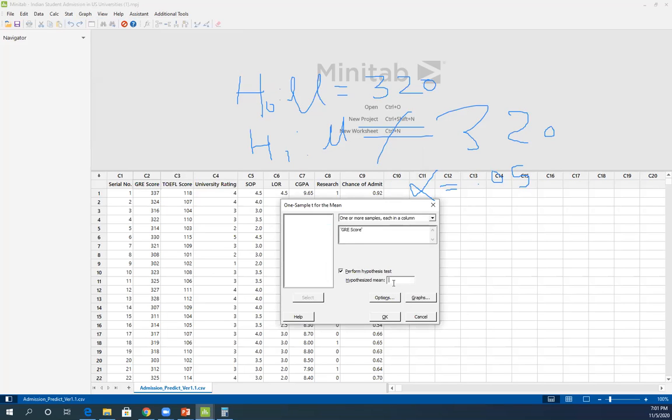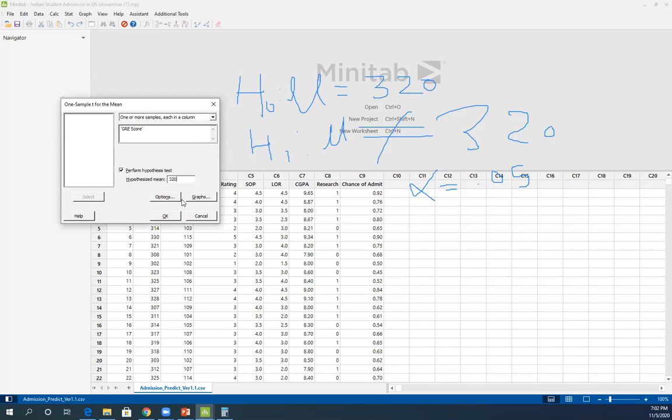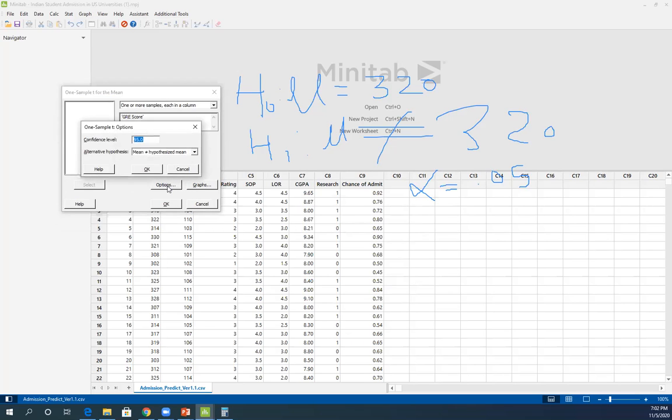Okay, perform hypothesis test. What is the hypothesized mean? We are checking with 320. Under options, 95% comes by default. Remember, under options we always have to put the confidence level. If alpha is 5%, you put 95%. If alpha is 10%, you put 90%. If alpha is 1%, you put 99%.